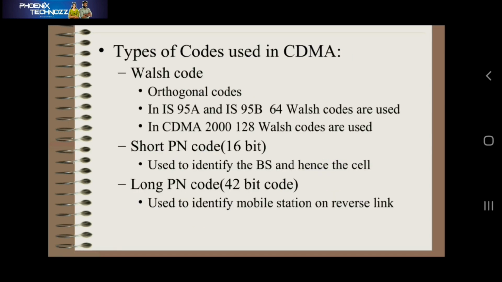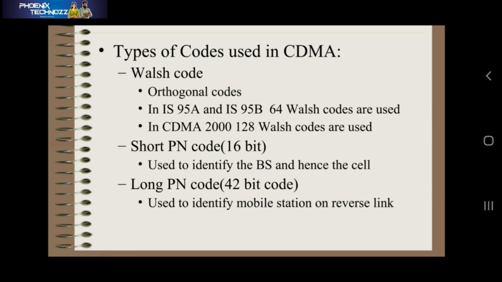Next, some of the key points to remember from CDMA systems are about the types of code used in code division multiple access. We know that in CDMA systems the users are allocated different orthogonal codes, so you should be familiar with the types of code used in CDMA systems. The first type is the Walsh code. These are orthogonal codes. That is, two different codes are orthogonal to each other, and each code is allocated to different users. It is based on the IS-95A or IS-95B standard.